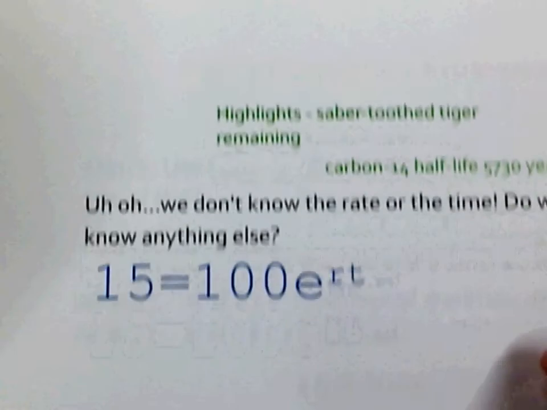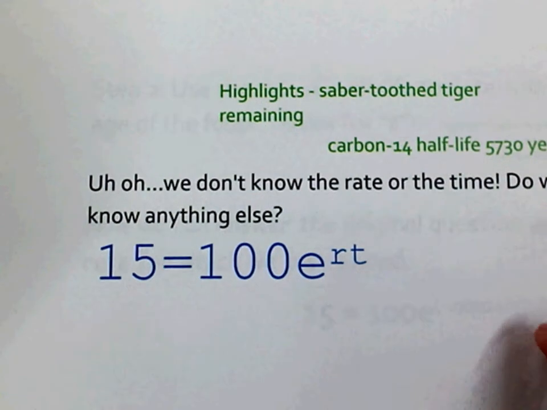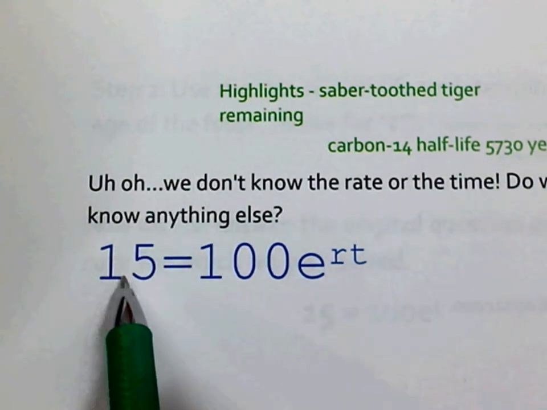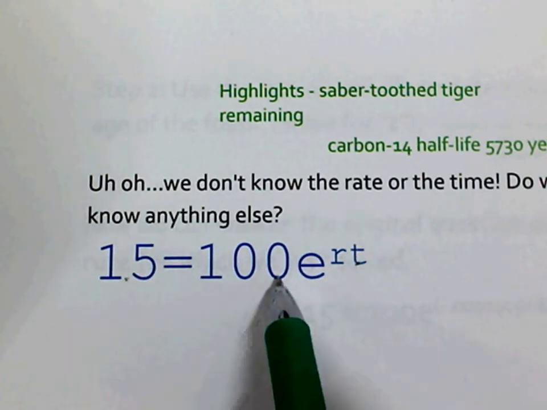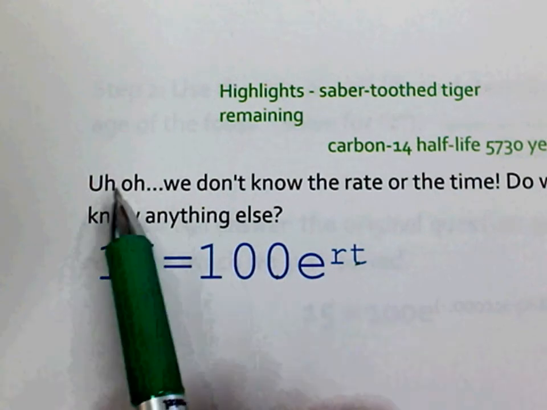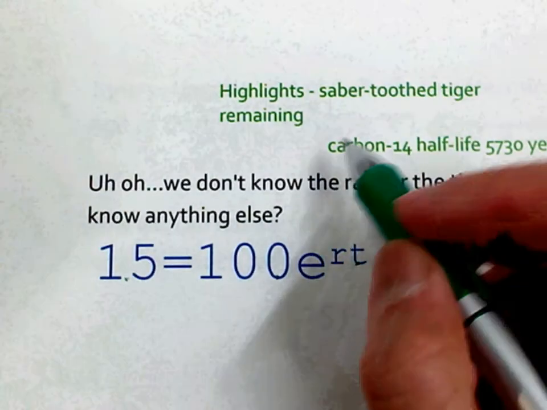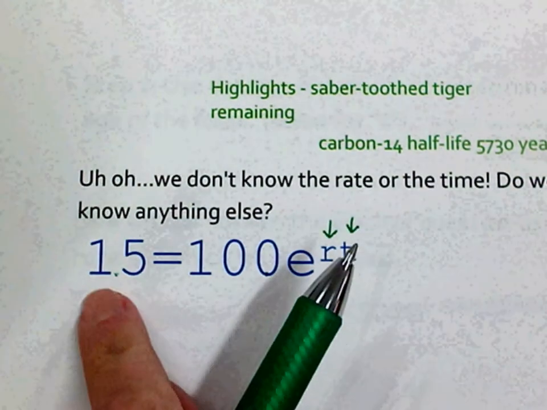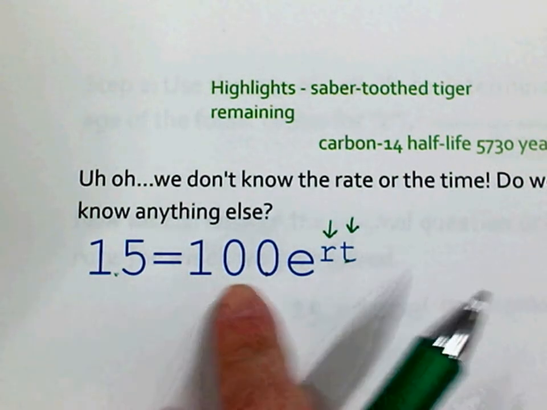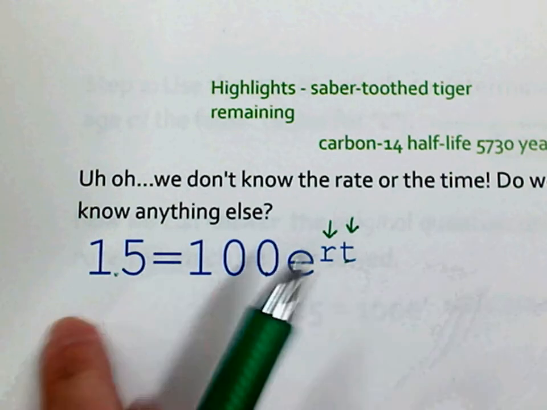Step number 1, all right? We know it is at 15%. And we know the half-life, 15 out of 100. Do you guys see that? We don't know the rate or the time. So this we don't know, and this we don't know. So we have 15 out of 100 continuously. So this is how you would first start it.